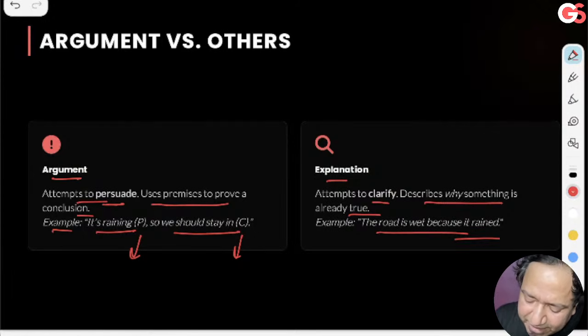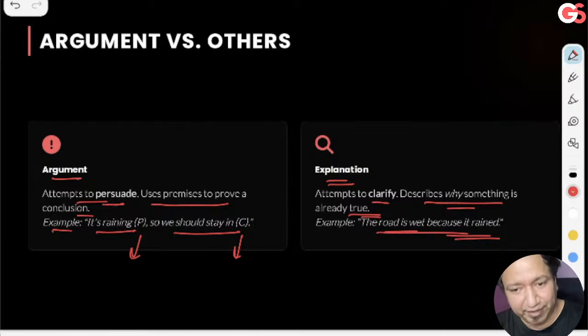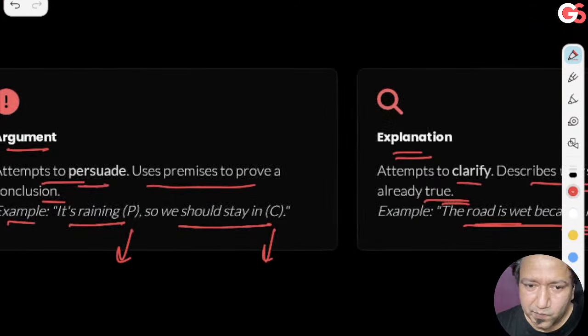Okay. So explanation of it is, see, in argument, we try to persuade. In explanation, we try to clarify. So why something is already true? The example, road is wet because it rained. Okay, so road is wet. That is what we have said already. But why is it wet? Because it has rained. So assumption is when it rains, road becomes wet. Is that clear? So we present an argument to persuade, and we explain to clarify something, the reason. Is that cool? Clear? All of you?